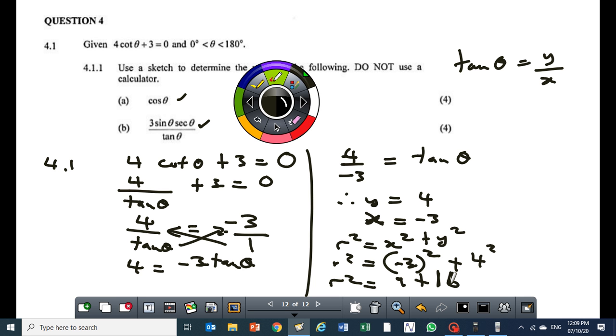So if we move on to the next page, okay? Can you just allow me to carry on, because the time is not on our side.